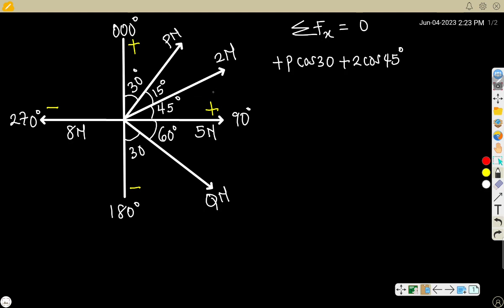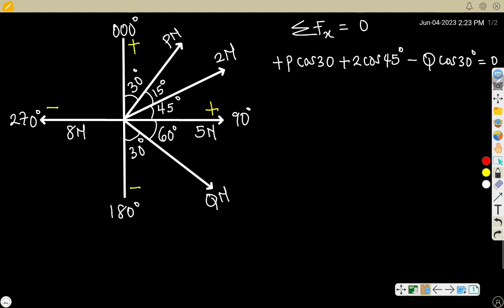We are through with that. This 5 is on the vertical, so we don't need that. And this Q, you can resolve to the horizontal, so just move it this way. The angle is 30 degrees and the sign is minus, so that is minus Q cos 30, and everything equals 0. This 8 is to the vertical, so we have resolved all the horizontal forces and made everything equal 0.